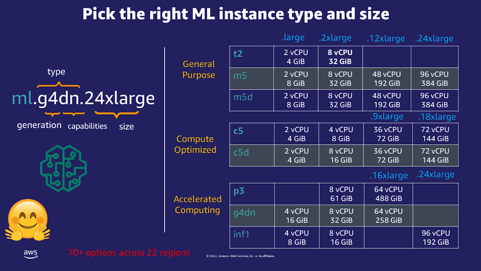And then the capabilities. So if it's really large, you'll see those letters here, and then the second dot, and then the size of that machine. Now, different machines are available in different sizes, but you'll see they all follow the same basic construct. So .large, .2xlarge, .12, .24, .9, .18, etc.